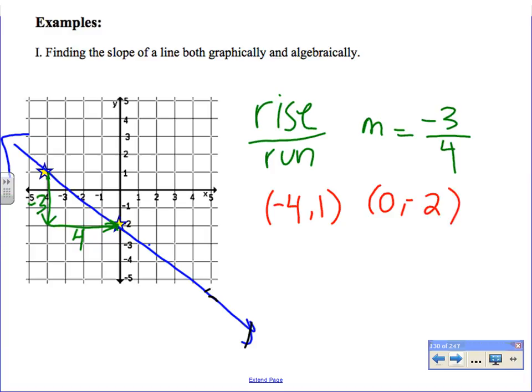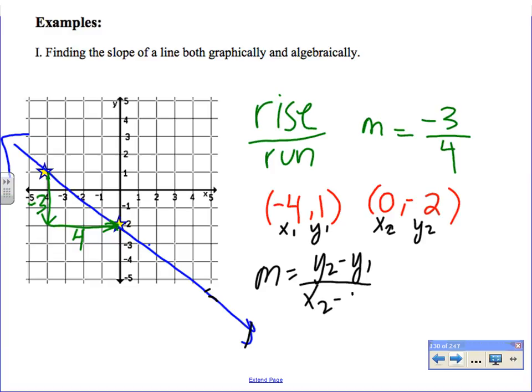So what I'm going to do to make this easier on myself, I'm going to say this is my first ordered pair, so x1, y1. This is my second one, so x2, y2. I don't want to get mixed up, so I'm going to label it underneath it. And we just learned that m equals y2 minus y1, or the change in the y, over x2 minus x1, or the change in the x. So I can just plug in my values now.